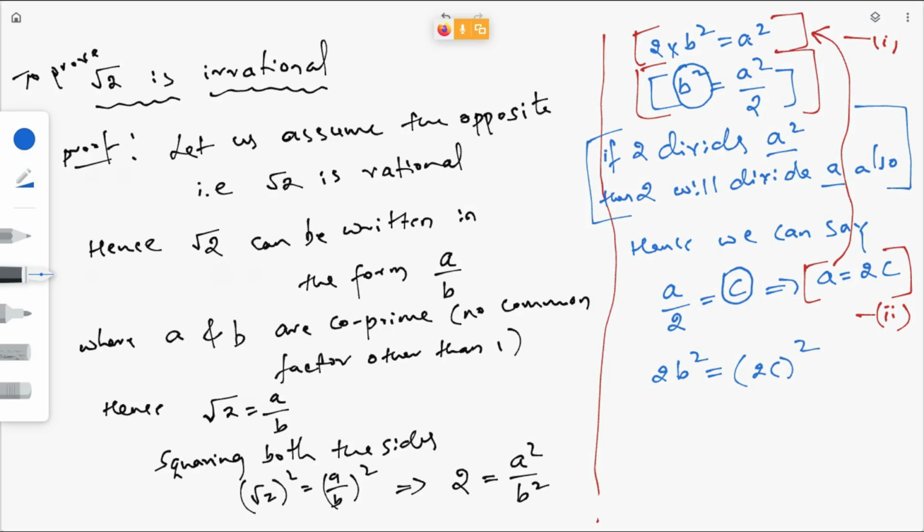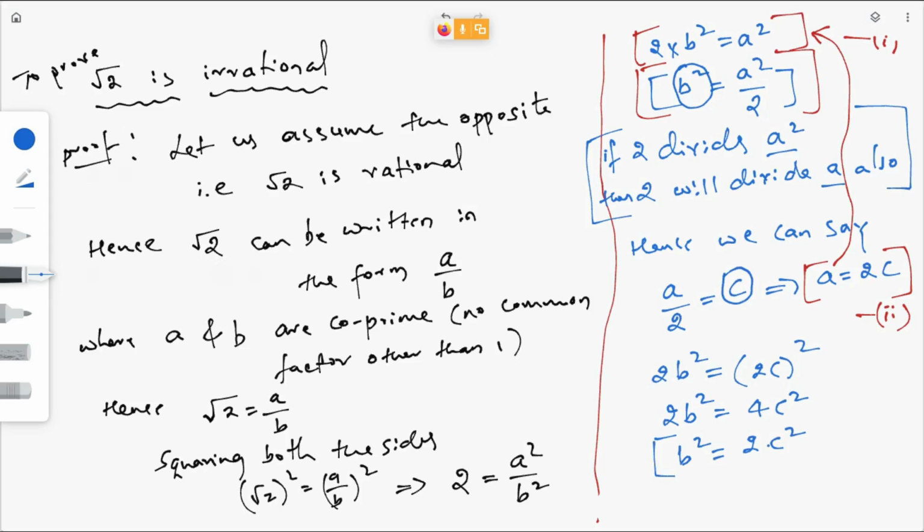Equation 1, 2b square is equal to a square. So keep this 2b square as it is. Replace a by 2c. Then you will get 2c whole square, which is equal to 2b square equals 4c square. Yes or no? Okay. Can I write b square is equal to 2c square? Any doubts?